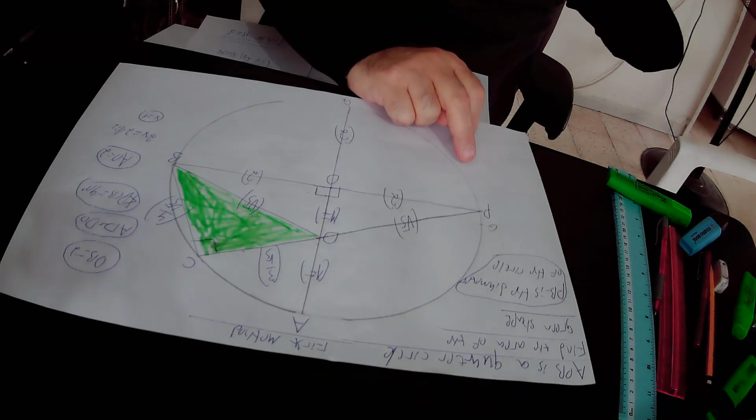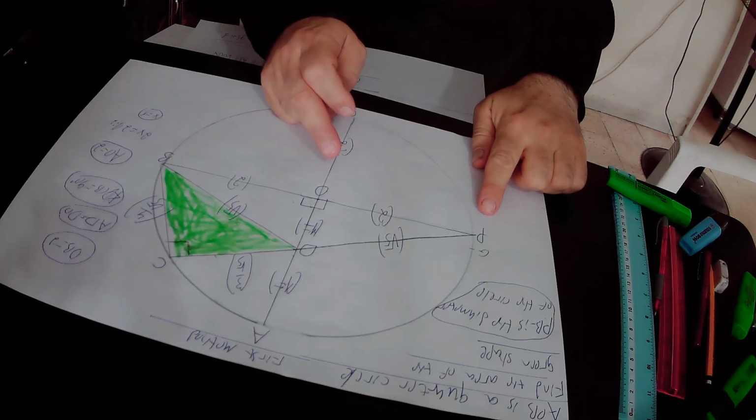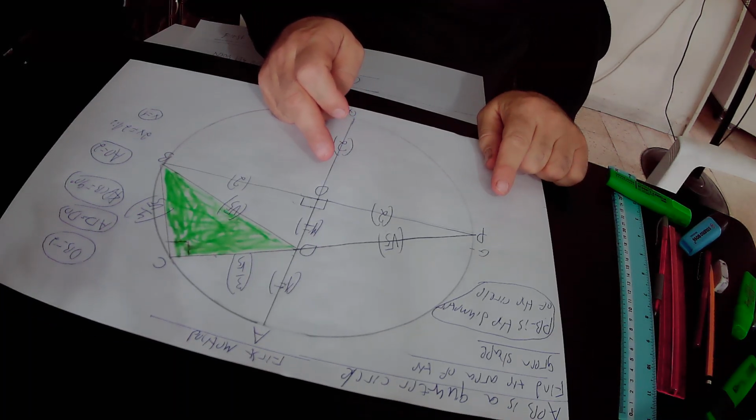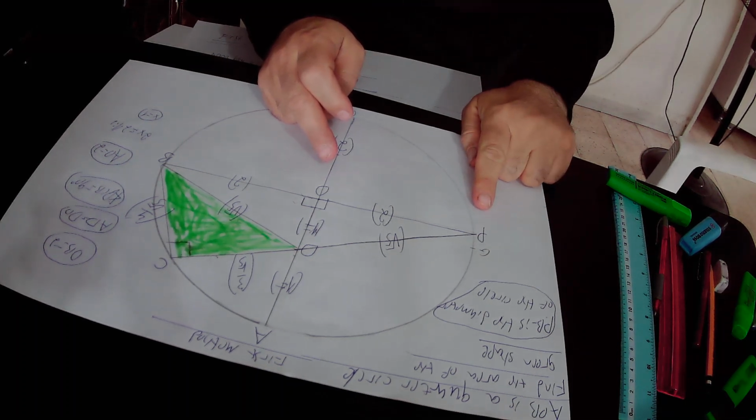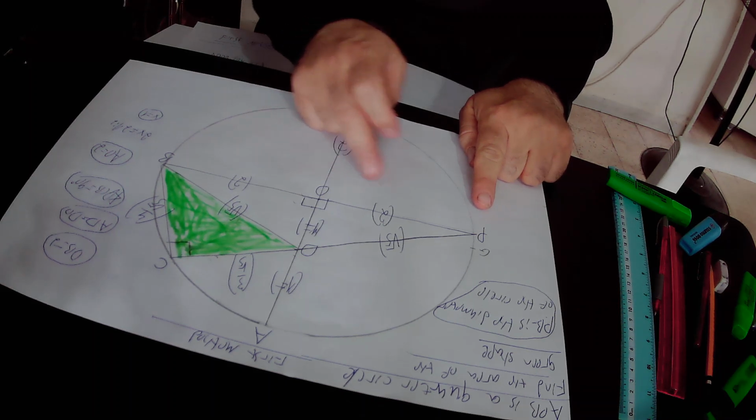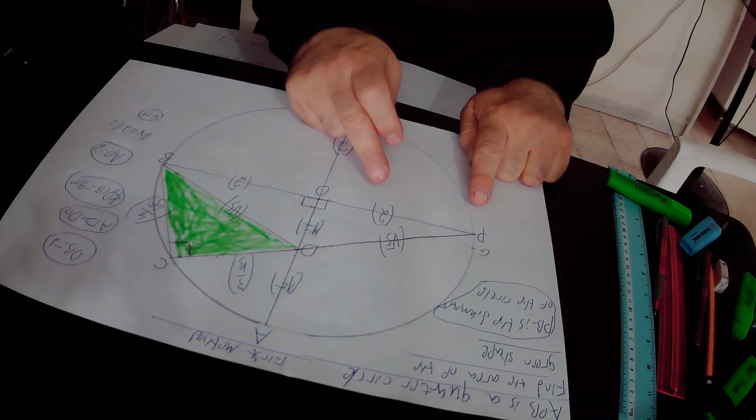Okay, so what is the definition of line segment OP? Line segment OP starts from point O, that is the center of the circle, and ends at point P, that is a point of the circle itself. So this is the definition of a radius. Therefore OP is the radius of this circle, that is equal to 2.